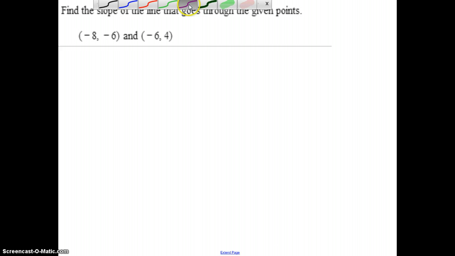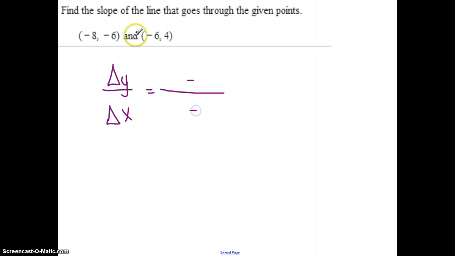Okay, and the next one, they would like us to go through and find the slope. So slope is based on the change in y over the change in x. So really, if you want to find the change, you've got to find the difference between these. So I'm going to subtract my y's. So negative 6 minus 4 is going to be negative 10.